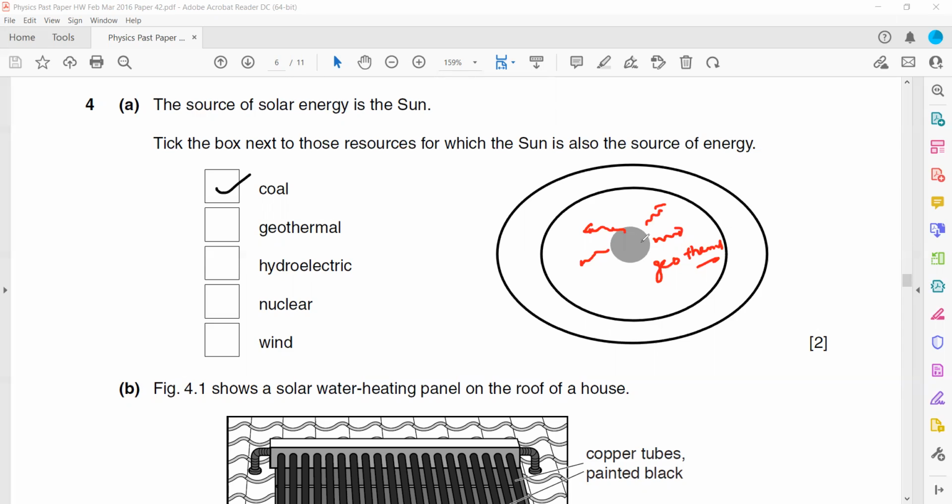So geothermal is not derived from the sun. The sun has nothing to do with geothermal energy. That's why geothermal is not derived from the sun.